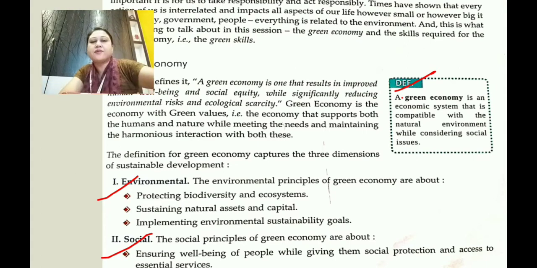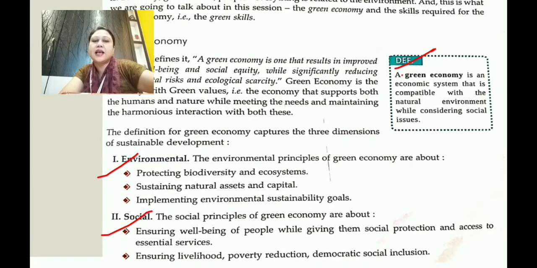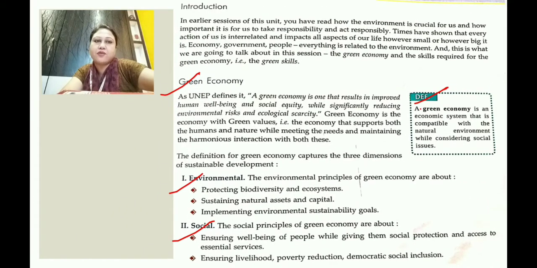The next one we have is the social principles. Now what are these? Ensuring the well-being of people while giving them social protection and at the same time access to the essential services. Then ensuring proper livelihood to the people, then reduction of poverty, then democratic social inclusion. So these are certain social principles of green economy, and here we have the definition of green economy. That is an economic system that is compatible with the natural environment while considering social issues. Okay, please underline everyone.